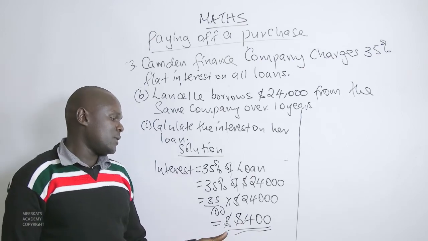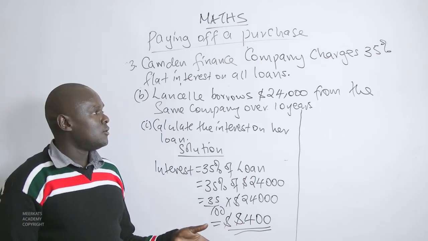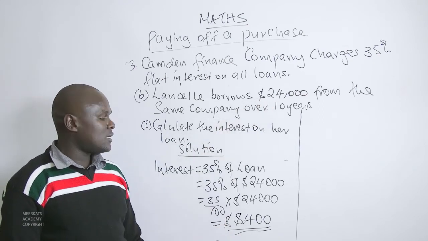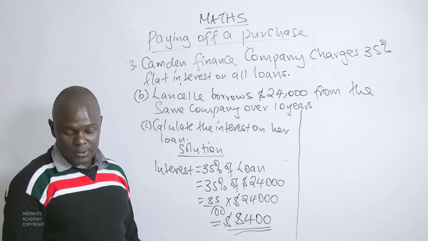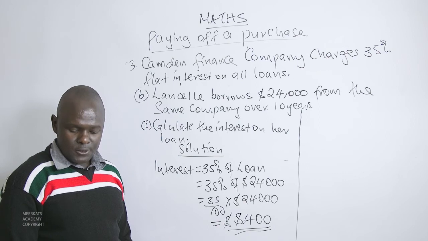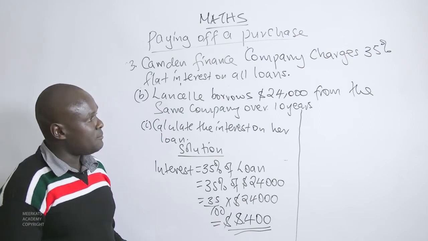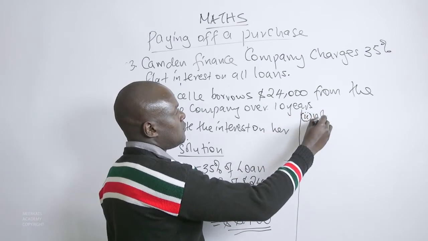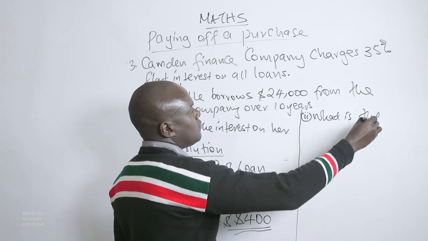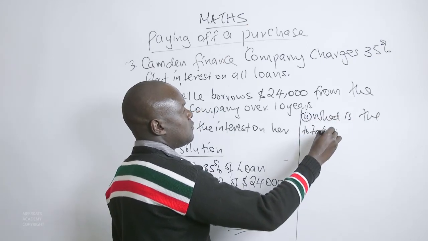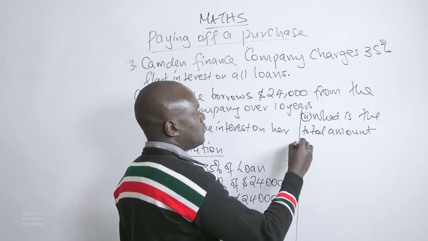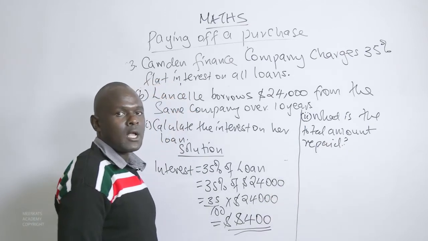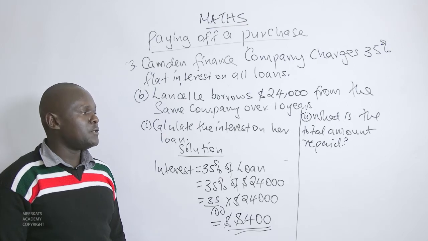This is the interest that Lancel will have to pay over a period of 10 years. Or this is the interest that a loan of $24,000 will attract over a period of 10 years. The second question is, what is the total amount repaid? How much will she pay at the end of it all?